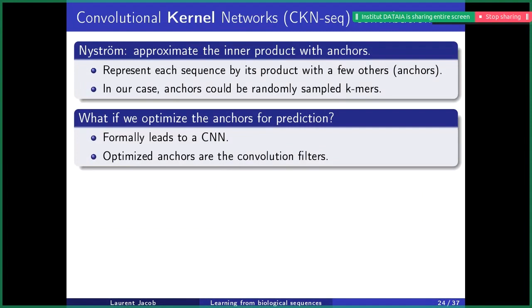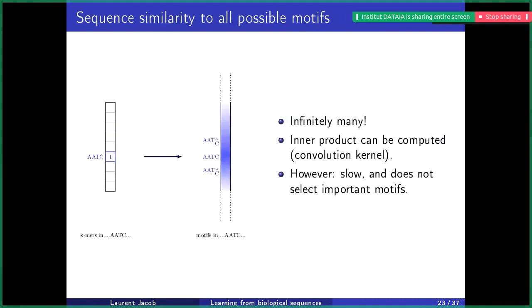To change that, we started from something called the Nystrom approximation. Nystrom is a classical tool in kernel methods used to approximate the inner product. The idea is that you rely on a representation of each sample by its similarity to a small number of other samples. You could say I just pick a few k-mers, and then instead of representing my sequence by this infinite vector, I'm just going to represent it by its similarity to AATG, TCGG, etc., or a few values.